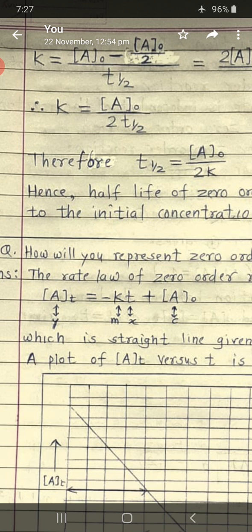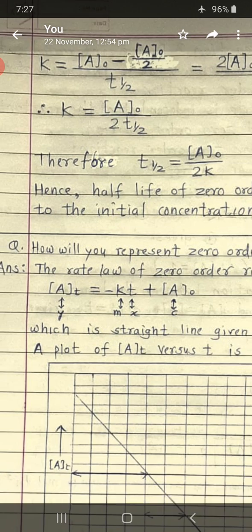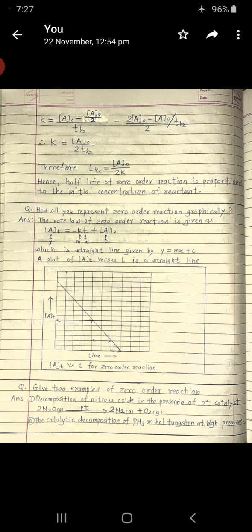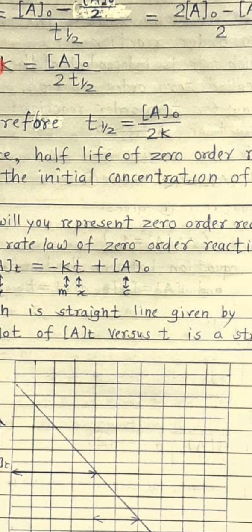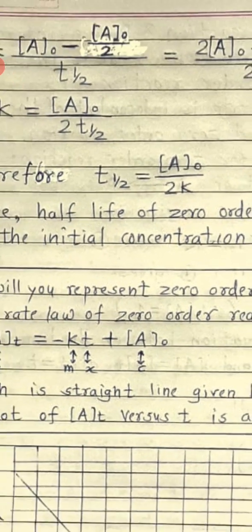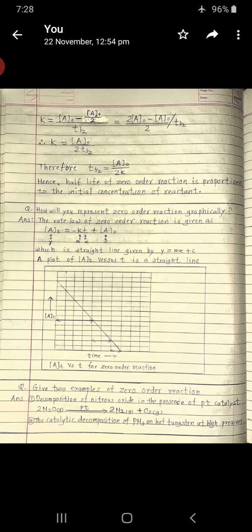Therefore, we have to determine t half. So t half is equal to A0 divided by 2k. Hence, half-life of a zero order reaction is directly proportional to the initial concentration of reactant. This equation indicates that the half-life period for a zero order reaction is directly proportional to the initial concentration of reactant. So, this is the expression for half-life period for a zero order reaction.